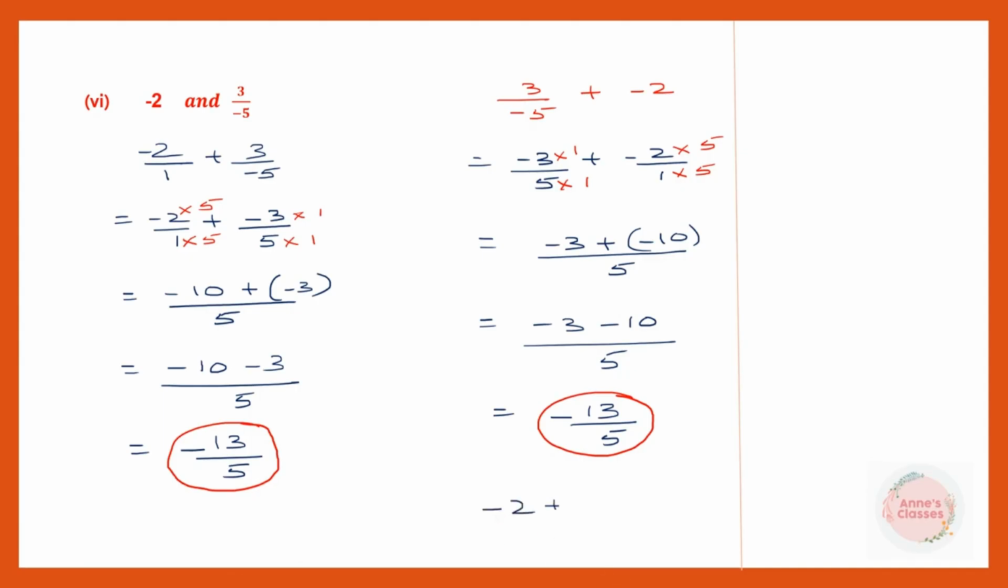So minus 2 plus 3 by minus 5, this is given to us in the question, is the same even if you change the order. So minus 3 by minus 5 we have written first, plus minus 2 we have written second. The answers are the same. So we have verified the commutative property for addition.